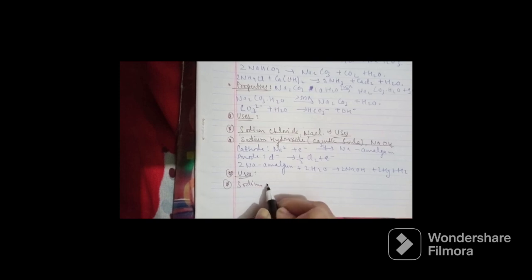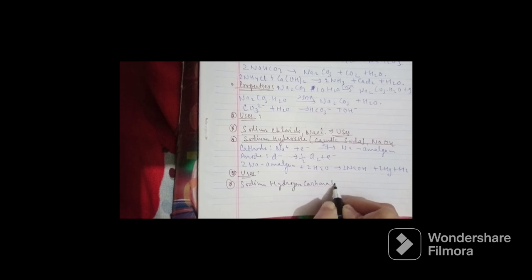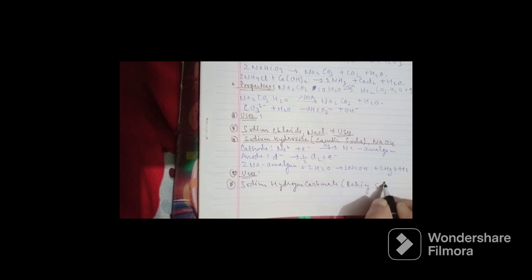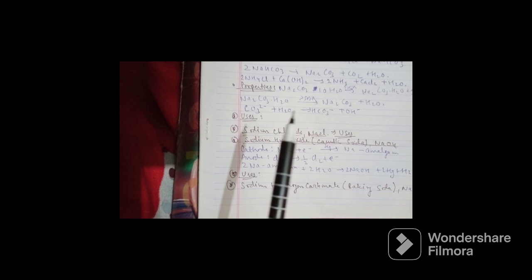Sodium hydrogen carbonate, which is baking soda, NaHCO3. Sodium hydrogen carbonate is known as baking soda because it decomposes on heating to generate bubbles of carbon dioxide, leaving holes in cakes and pastries and making them light and fluffy.